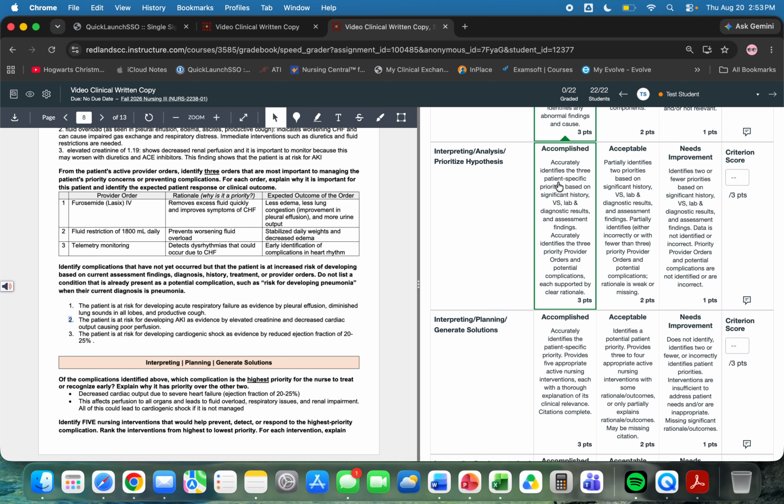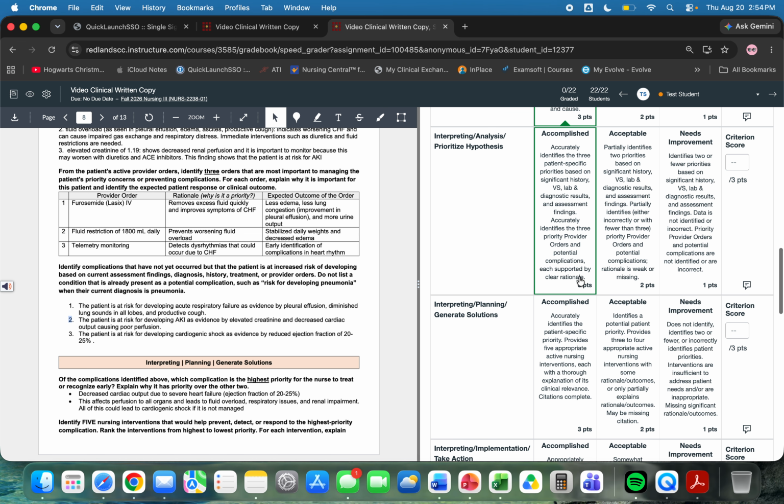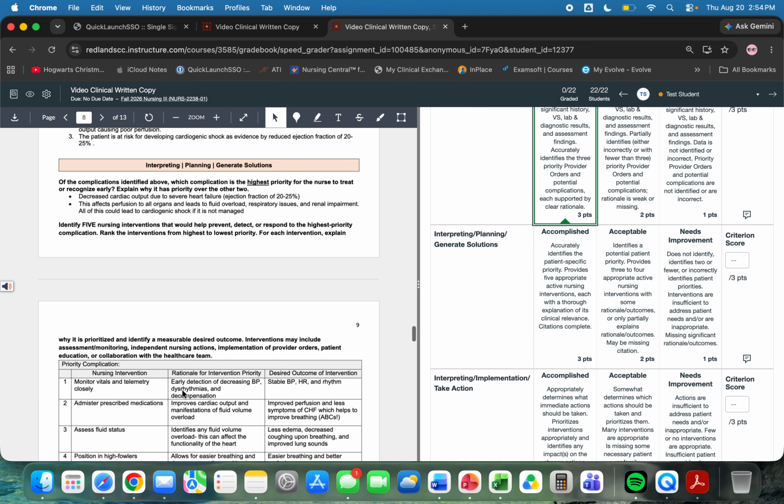She accurately identifies the 3 specific priorities based on the history, vitals, labs, and diagnostics. She can identify 3 priority provider orders, and she's identified potential complications. The only thing I would say is making sure that she's got a good rationale next to it. So making sure that they are telling you why they think this. They can't just put the patient's at risk for acute respiratory failure. Okay, why? These pieces are important in supporting that particular problem. Okay, so I would give her 3 points in that section. I think she did a good job.